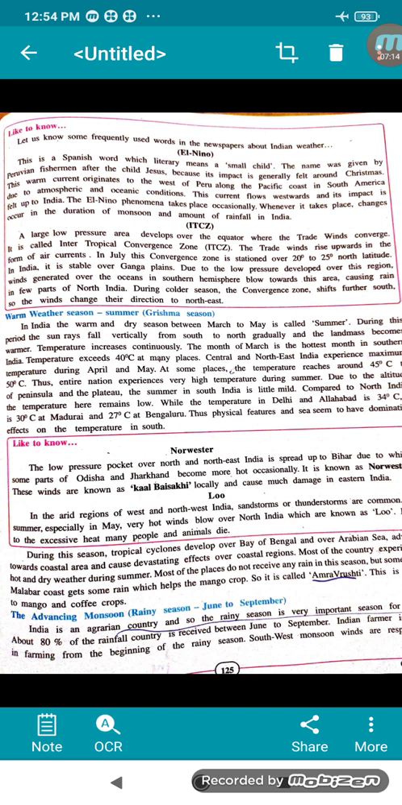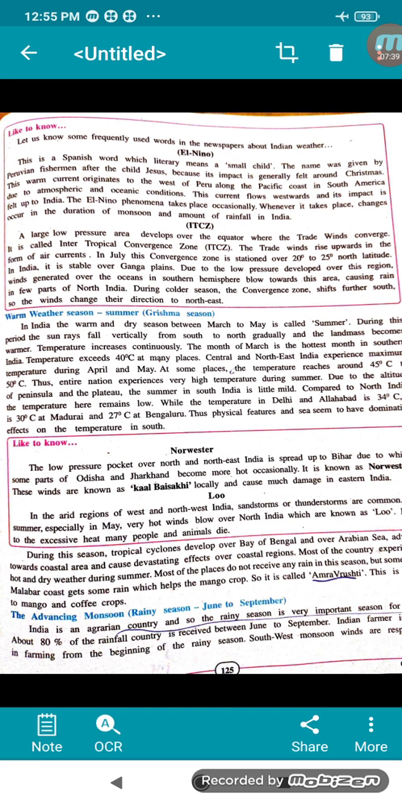Due to the altitude of the peninsula and the plateau, the summer in South India is a little mild, because it is a plateau and it is a peninsula. Compared to North India, the temperature here remains low. While the temperature in Delhi and Allahabad is 34 degrees, it is 30 at Madurai, 27 at Bangalore. Thus, physical features and sea seem to have a dominating effect on the temperature in the south.